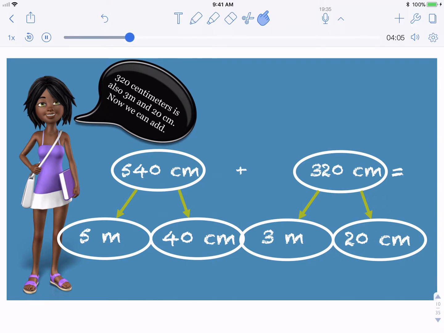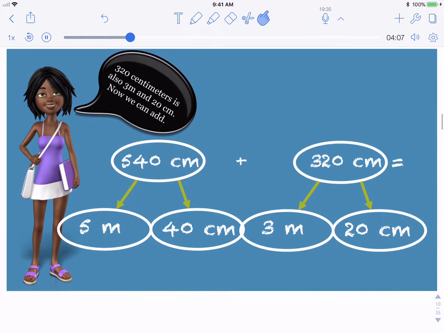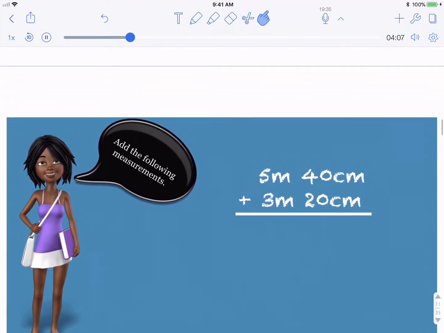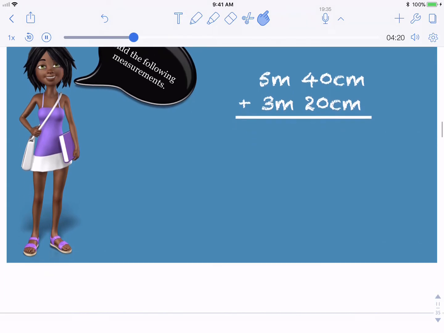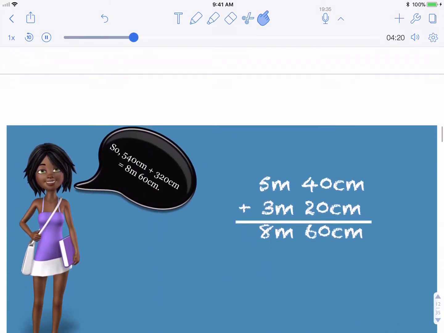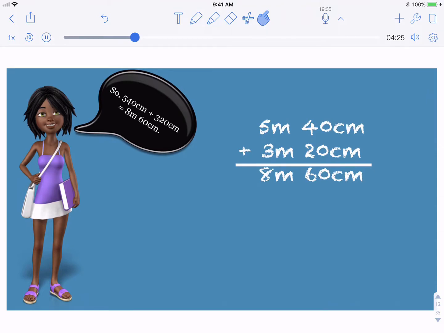Now we can add. Add the following measurements. 5 meters, 40 centimeters, plus 3 meters, 20 centimeters. Pause, solve the problem, move on when you're ready. Okay, the answer is 8 meters, 60 centimeters. So 540 centimeters plus 320 centimeters is the same as 8 meters, 60 centimeters.